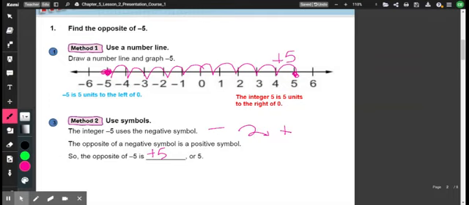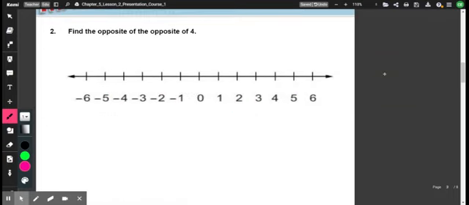Let's look at example 2. It says find the opposite of 4. That's a +4. It has nothing in front of it, which just means it's positive. So we have 4 right here. If we do both methods, method 1, it would take 4 lumps to get there from 0: 1, 2, 3, 4. Now I need 1, 2, 3, 4 on the other side.